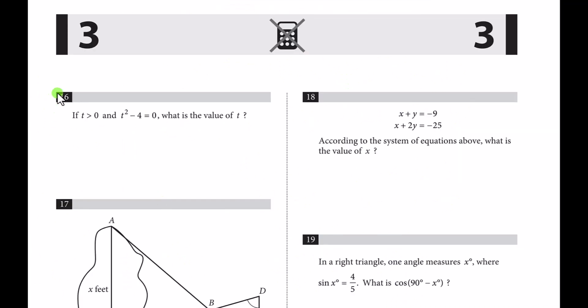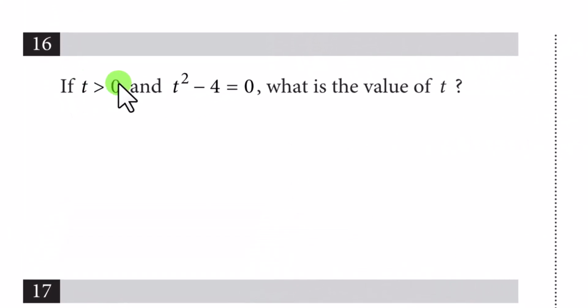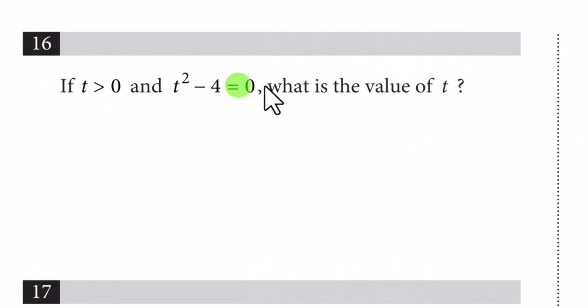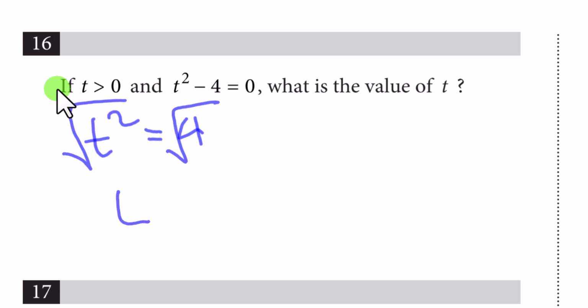Question number 16. t is greater than 0. t squared minus 4 equals 0. What is the value of t? Okay, so that means that t squared is equal to 4. And we know t is greater than 0. So we're going to take the root of both sides. Simple enough. So t equals plus or minus 2. And we know that t is greater than 0. So the answer is t equals 2.